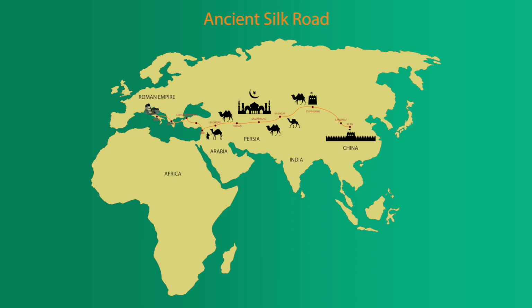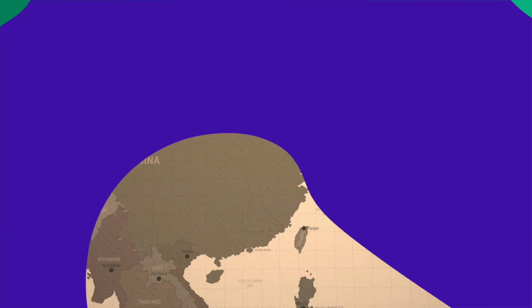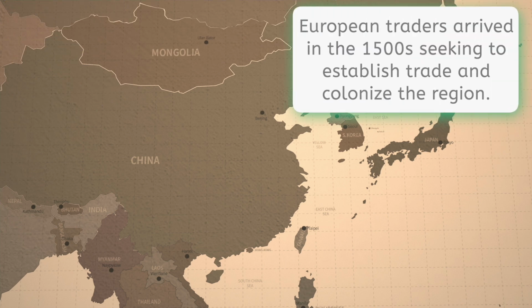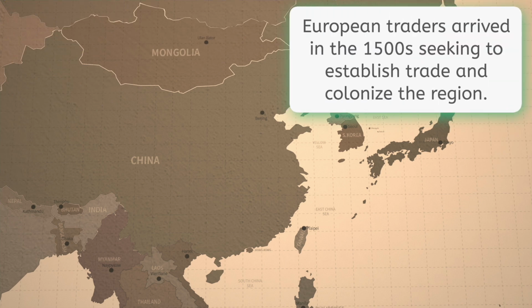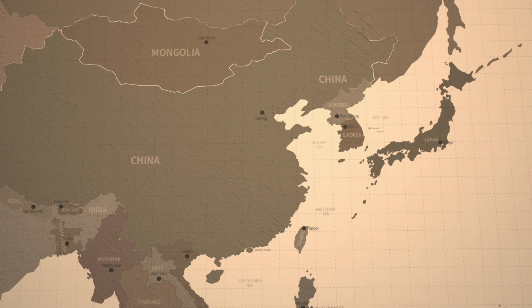These ideas and innovations were shared with the rest of the world thanks to the Silk Road, and heightened in the late 13th century when Marco Polo traveled here from Italy. In the 1500s, European traders arrived seeking to establish trade and colonize the region. Eventually, they succeeded. Cultural convergences with outsiders are not the only conflict the region has seen.